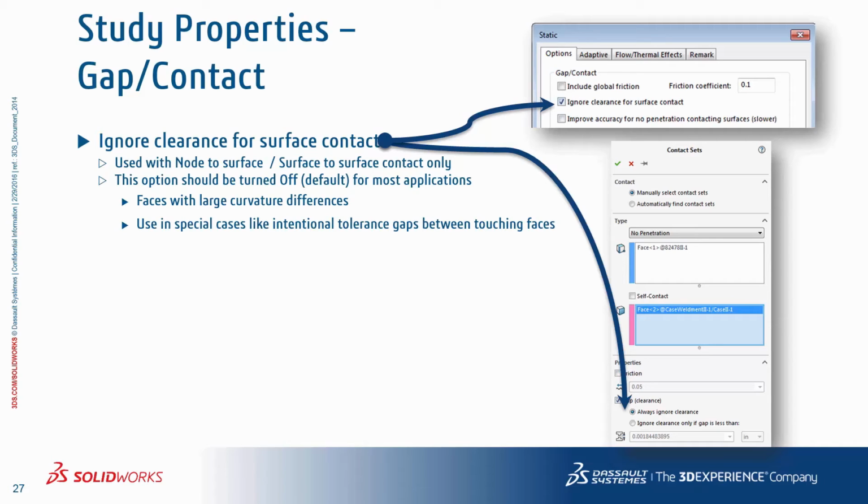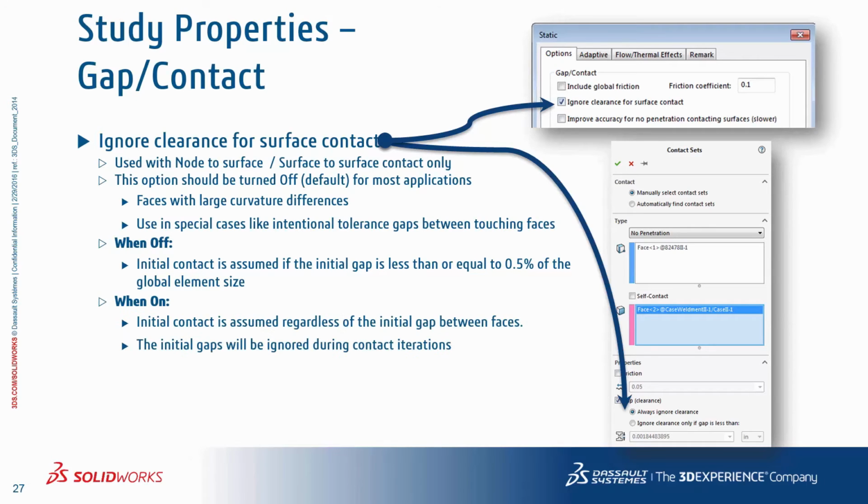So the intended use is to have this option checked in special cases where you have tolerance gaps between touching faces. So when the option is off or not checked, the initial contact is assumed if the initial gap is less than or equal to 0.5% of the global element size. When it's on, the initial contact is assumed regardless of the initial gap between faces, and so the initial gaps will be ignored during the contact iterations.